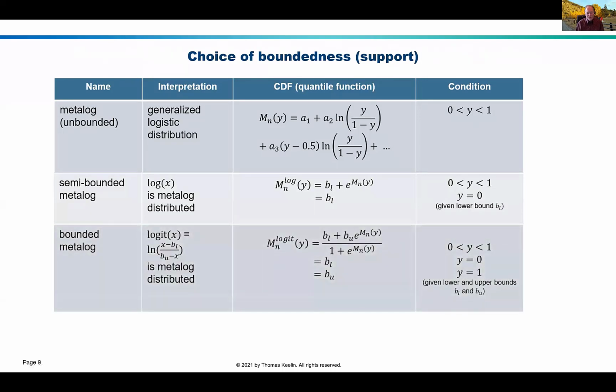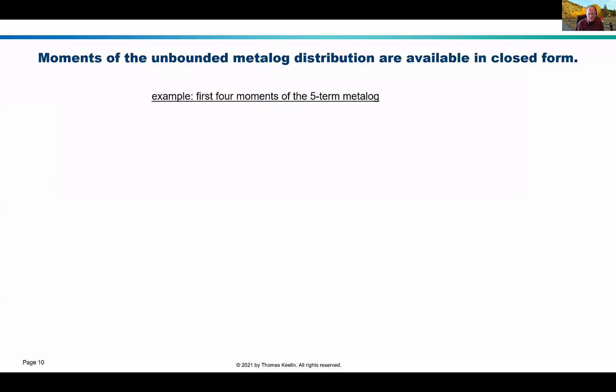And similarly, if you say that the logit of the random variable x is Metalog distributed, now you end up with a nice closed form equation, same ability to fit by least squares, but now this has upper and lower bounds that are strictly honored, just like the beta distribution would. So we have choice of boundedness built in.